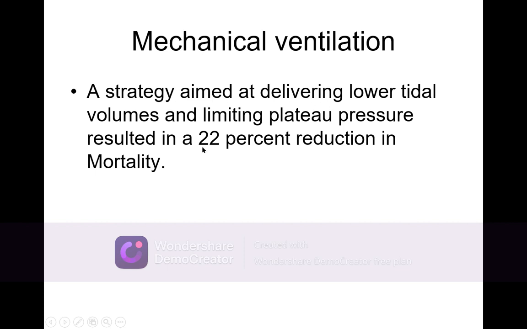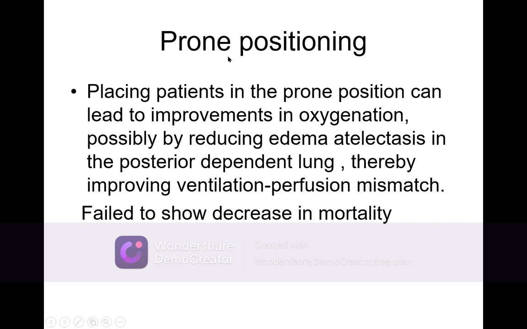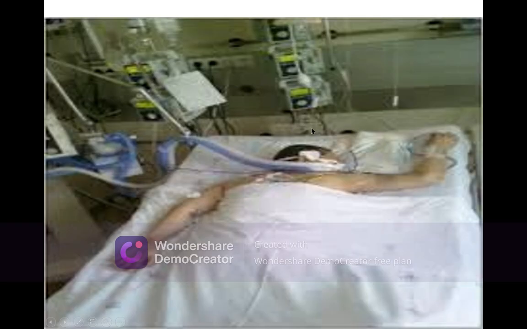Mechanical ventilation, of course, should be done. Limiting the plateau pressure results in a 22% reduction in mortality if you do the mechanical ventilation correctly. Another claim was that proning the patient can improve oxygenation, possibly by reducing edema and atelectasis in the posterior dependent lung, thereby improving the ventilation perfusion mismatch. It is possible. It failed to decrease mortality; although it will improve the condition, mortality will not be decreased. But prone positioning may be beneficial. This is a prone position, this is the position of the patient.